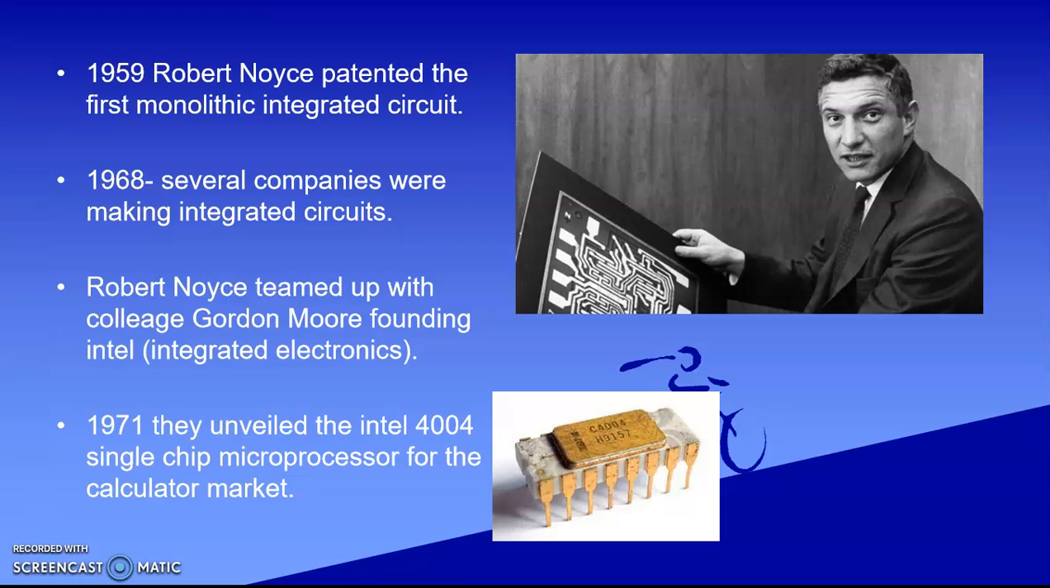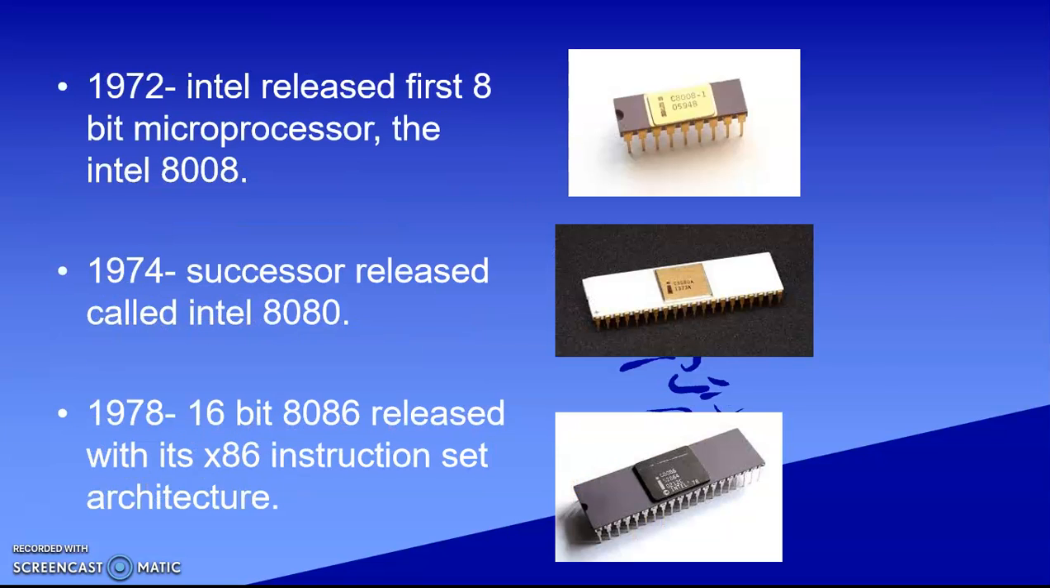In 1971, they unveiled the Intel 4004 single-chip microprocessor for the calculator market. In 1972, Intel released the first 8-bit microprocessor, the Intel 8008. In 1974, a successor was released called the Intel 8080. And in 1978, the 16-bit 8086 was released with its x86 instruction set architecture.